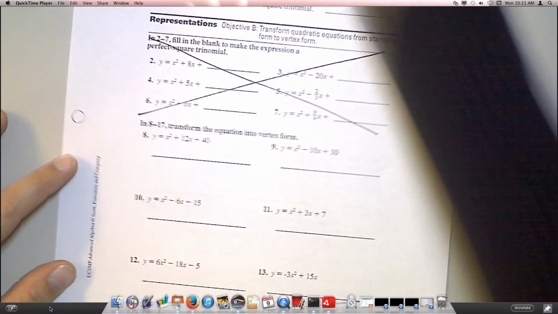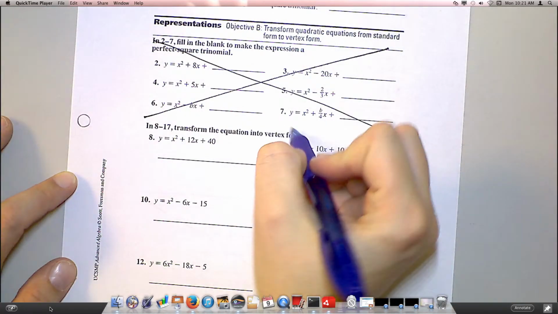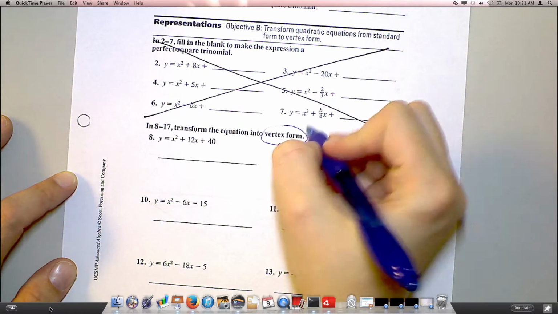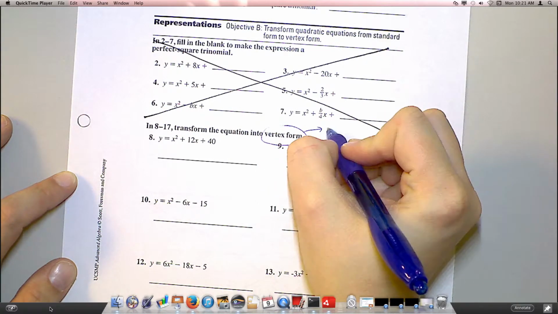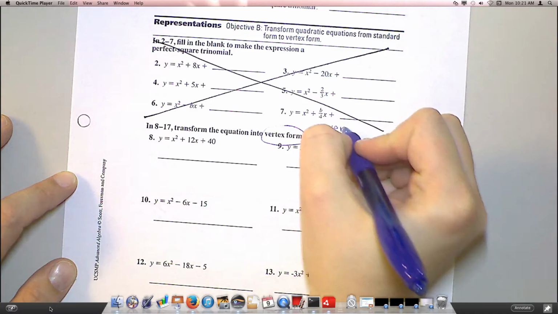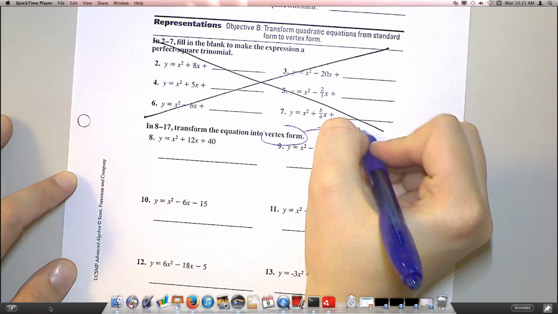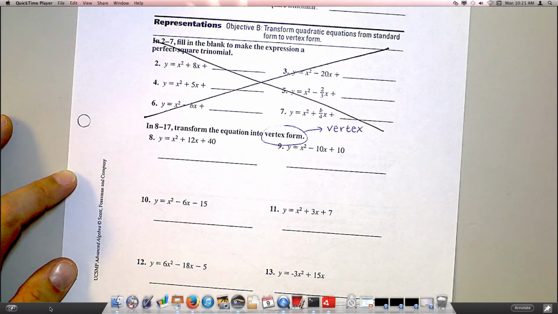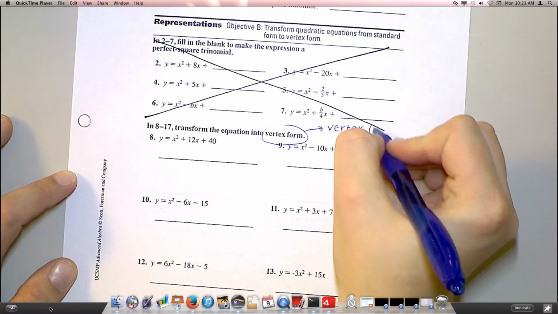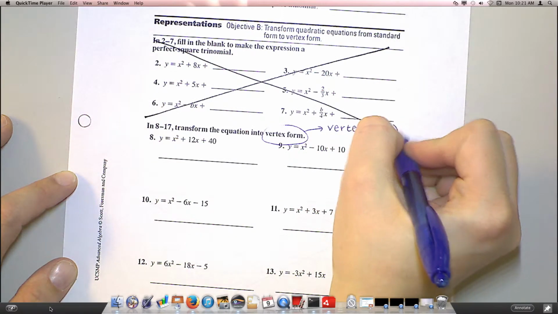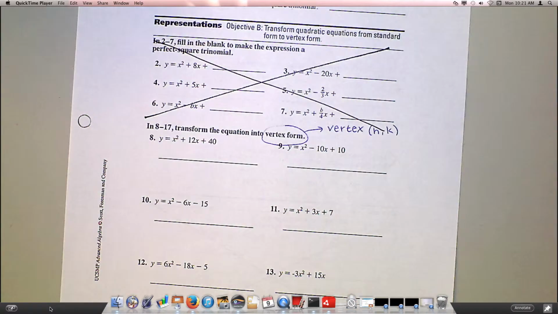Okay. So remember, when I'm trying to write it in vertex form, my first step is to find the vertex. And the vertex is what letters? H and K. So I need a way that I can calculate H and that I can calculate K. How do I calculate H? Negative A, or is it B? Negative B. D, can you finish it off?